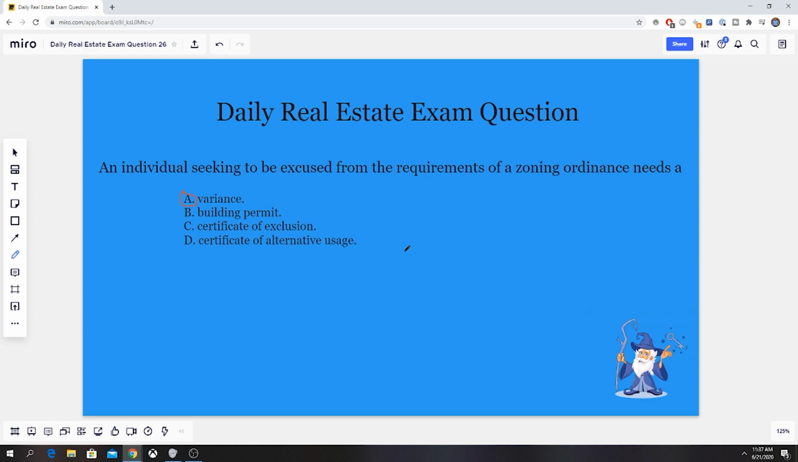So you might think on this one, oh yeah, a building permit, and that could potentially fall on the same track, but the best answer here is variance. A building permit is just something that you need to build a building, or completely remodel a building, something like that. That's completely different. So when you see "excused from requirements," that's when you've got to think variance.